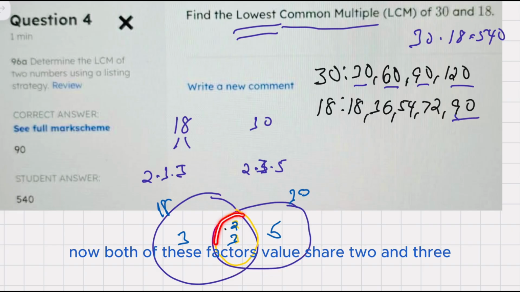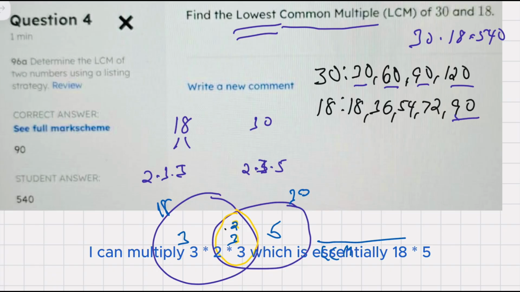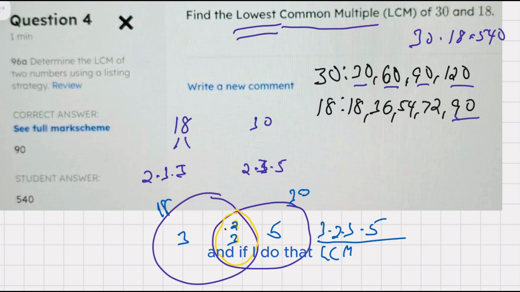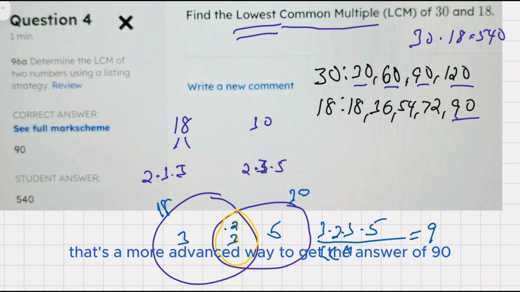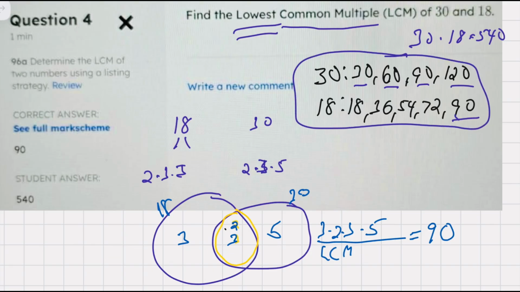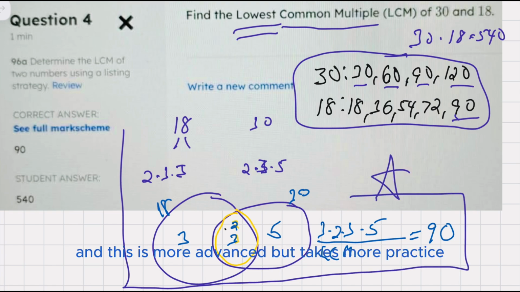Now both of these values share 2 and 3. So to find the lowest common multiple, I can multiply 3 times 2 times 3, which is essentially 18, times 5, the only other factor aside from the original 18. And if I do that, that's a more advanced way to get the answer of 90. Hope this makes sense. Two options: skip count or learn how to do prime factorization. And this is more advanced, but takes more practice.